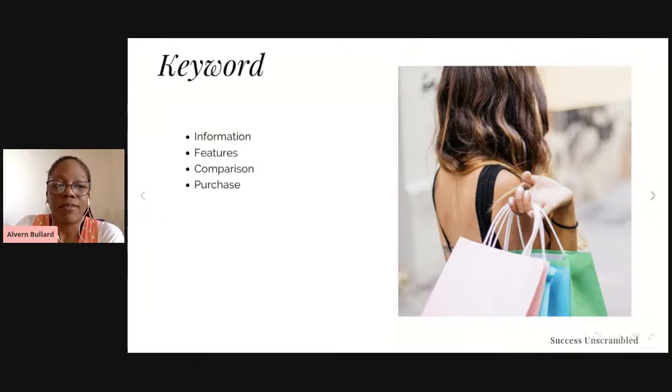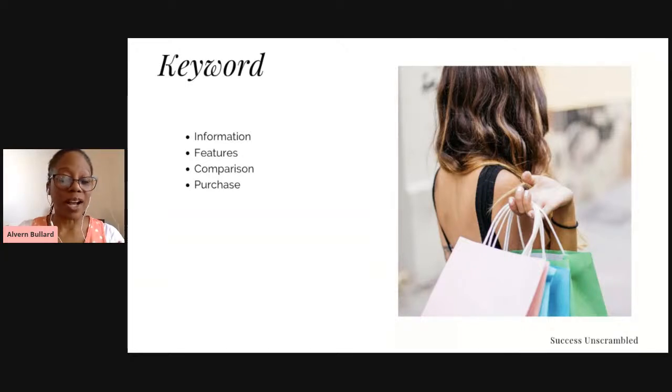So keyword can fall into 4 different categories, which are information, features, comparison, and purchase. Let me give you a typical example. If someone is looking for cookie dough, just the words cookie dough, would you know what they're looking for just by that? It could be that they're looking for Wikipedia information about what is cookie dough. But if they put in something like cookie dough ice cream near me, then you know that they're looking specifically for cookie dough ice cream and they're looking for it located right near where they live.